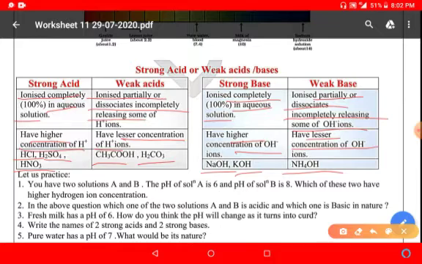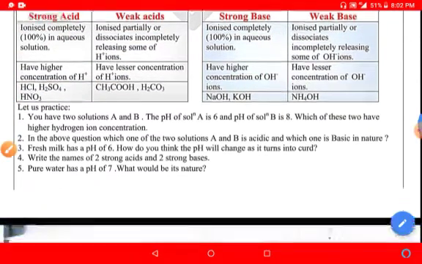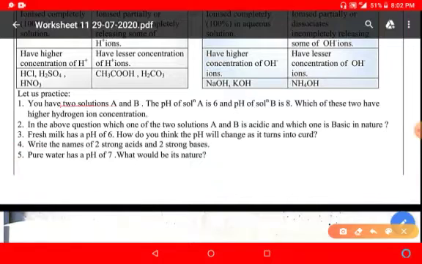And after that, we are going to practice some of the questions. First, there are two solutions A and B with pH values. The pH value of A is 6 and the pH value of solution B is 8. Which of these has the higher hydrogen ion concentration?